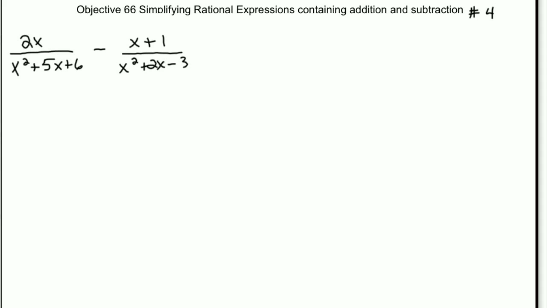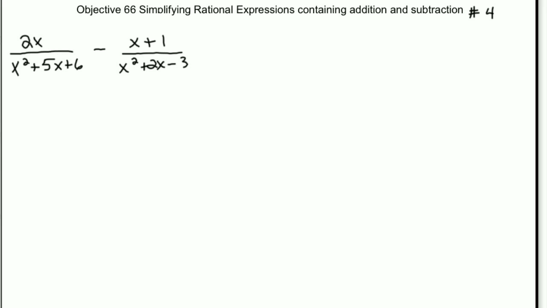This is going to be our fourth and final example of Objective 66. This one's going to be quite involved. 2x over x squared plus 5x plus 6 minus x plus 1 over x squared plus 2x minus 3.